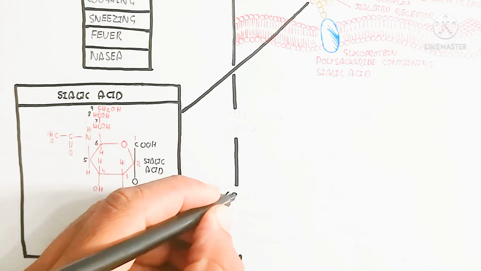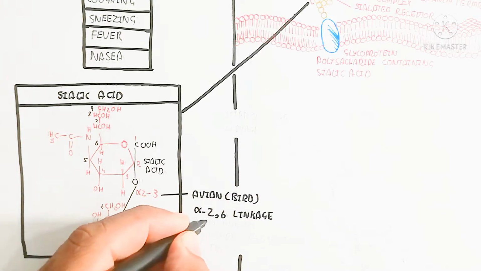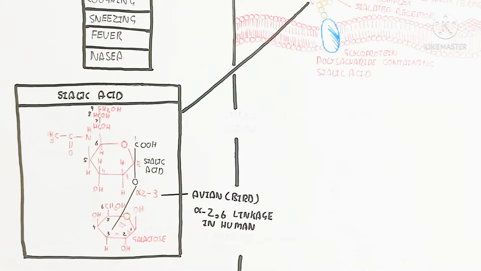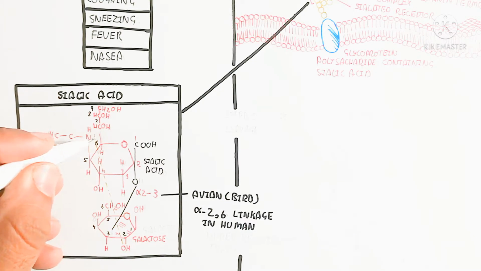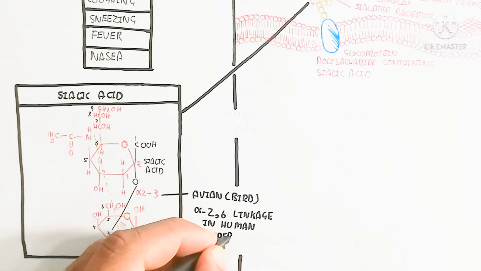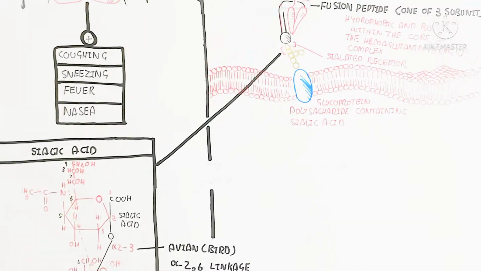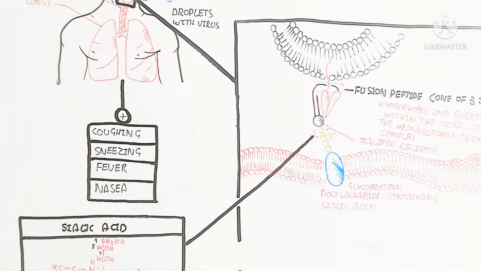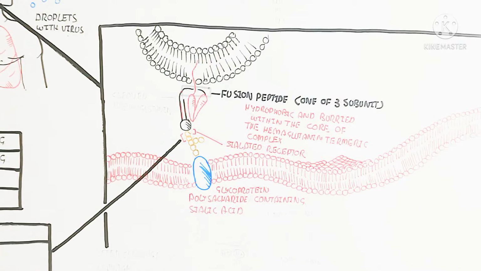The sialic acid binds with an alpha 2,3 linkage in avian or birds, while it is an alpha 2,6 linkage in the human upper respiratory tract only. That is why the infection site is the upper respiratory tract, which will be damaged and infected. So the alpha 2,6 glycosidic bond is present.